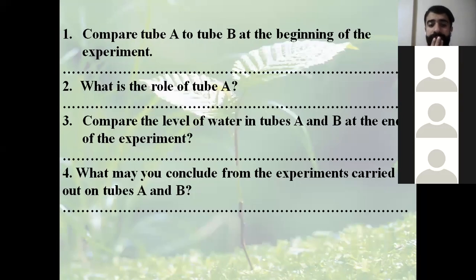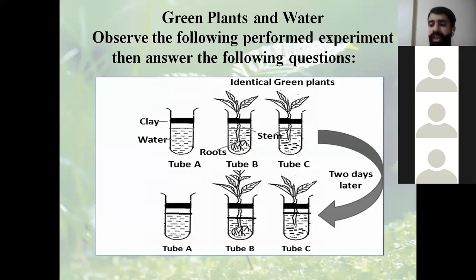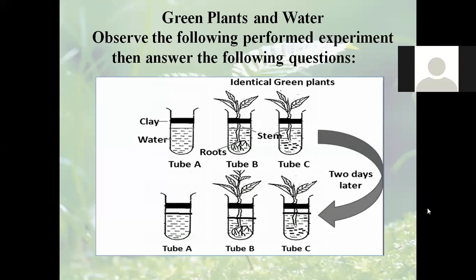Part 4. What may you conclude from the experiment carried out on tubes A and B? Here, tube A contains no plant, while tube B contains a plant. So what do you think, Fatima? What is the conclusion from tubes A and B only? Yes, the plant absorbs the water. So here we have a plant in tube B and no plant in tube A, so the level of water decreases where we have the plant.